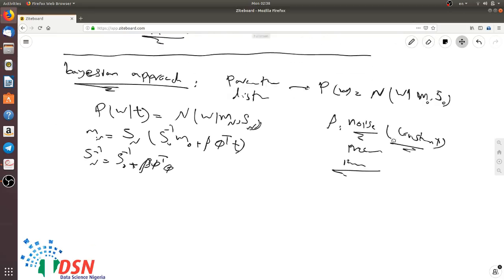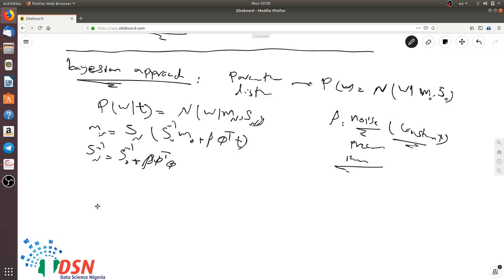Now, if we use the maximum posterior probability, then the W which maximizes the posterior probability is obviously Mn, because the posterior probability is something like this, and this is Mn. So in here, the posterior probability is maximum. So the estimation of maximum posterior probability is Mn.